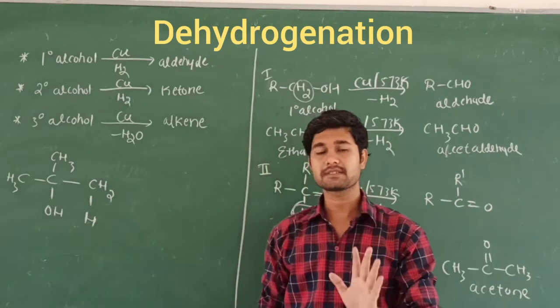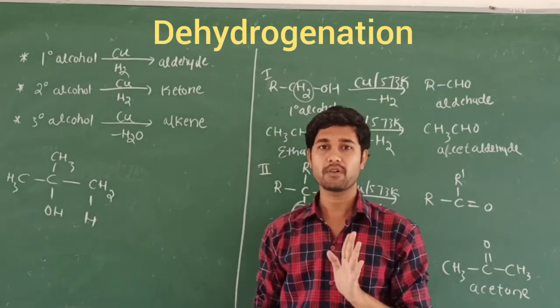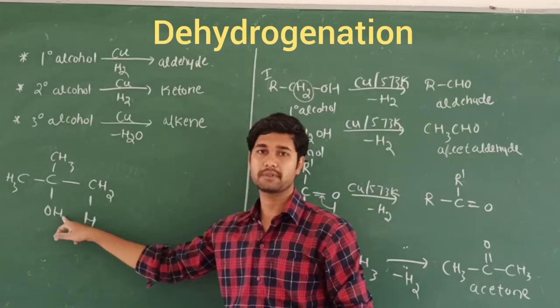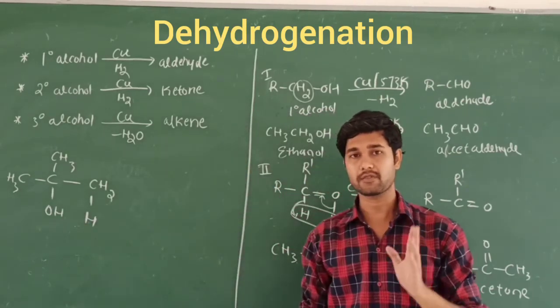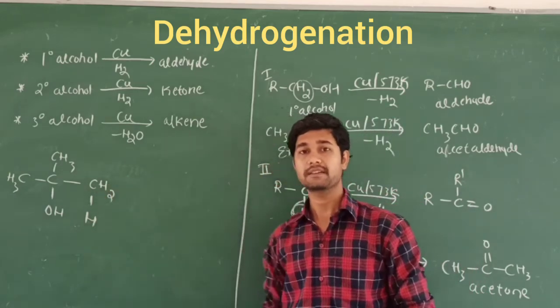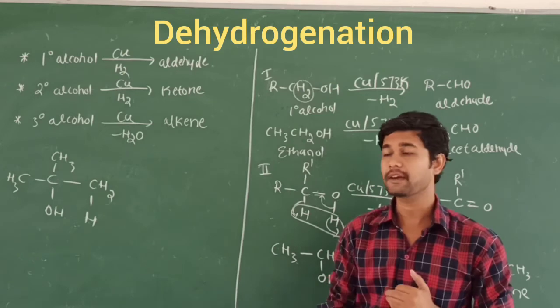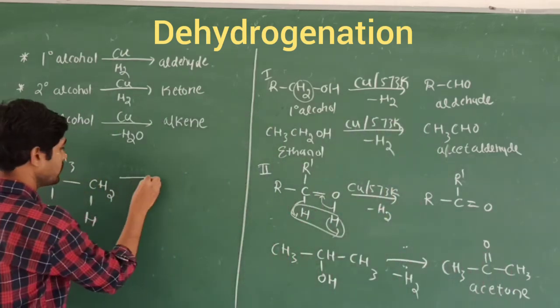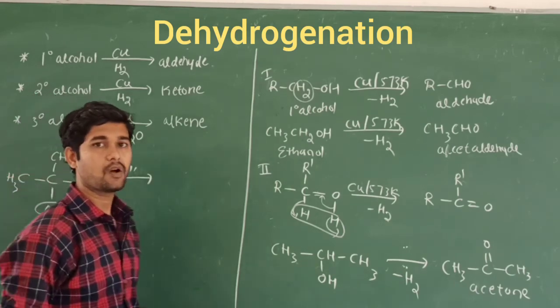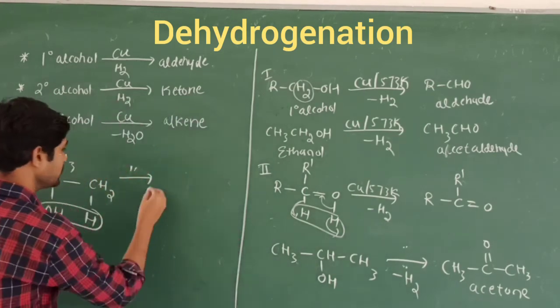Here 3 R groups will be there, so it does not undergo dehydrogenation. Due to the insufficient hydrogen atoms in the tertiary alcohol, it never undergoes dehydrogenation. Instead, it undergoes dehydration under the same condition. So we are going to remove the water molecules and obtain the alkene.